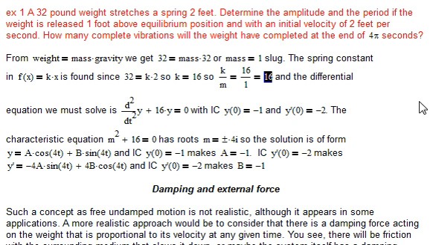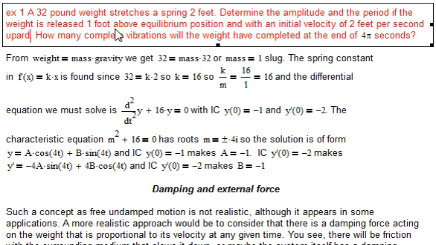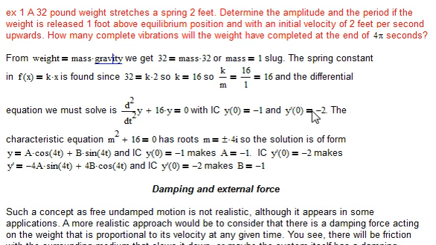And the differential equation we need to solve is the second derivative plus 16 times y equals 0, with initial condition y of 0 equals -1, because that was above equilibrium position, so that's negative direction. And y prime of 0 equals -2. Wait, I didn't say that. Initial velocity, I guess that initial velocity is 2 feet per second upwards, right? Therefore, I can say y prime of 0 is -2.